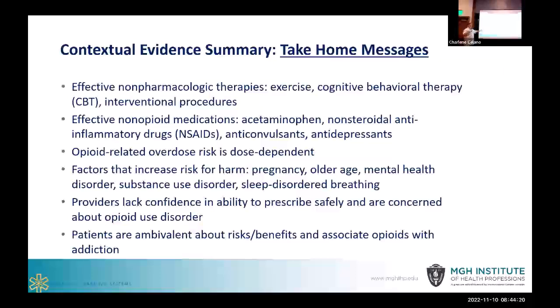And this is why SAMHSA gave us some support for my research team to develop training to help primary care providers recognize and intervene. Because if you treat people with opioids, you will eventually see people that develop opioid use disorders. It's not avoidable if you treat any significant number of individuals.